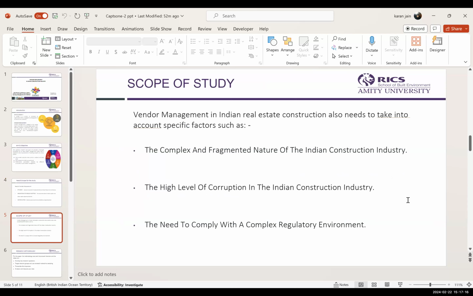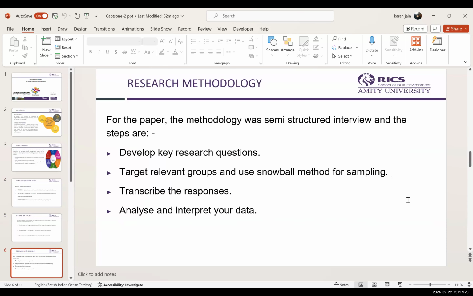Scope of the study: the complex and fragmented nature of the Indian construction industry, the high level of corruption in the Indian construction industry, and the need to comply with a complex regulatory environment. The research methodology is a semi-structured interview for which I have generated some questions, targeted groups, used the snowball methodology for sampling, transcribed the responses, and then analyzed and interpreted the data.